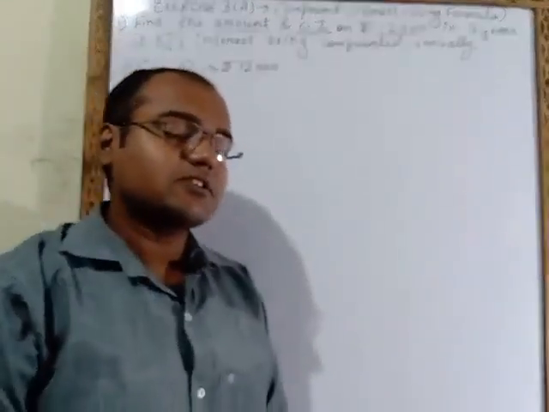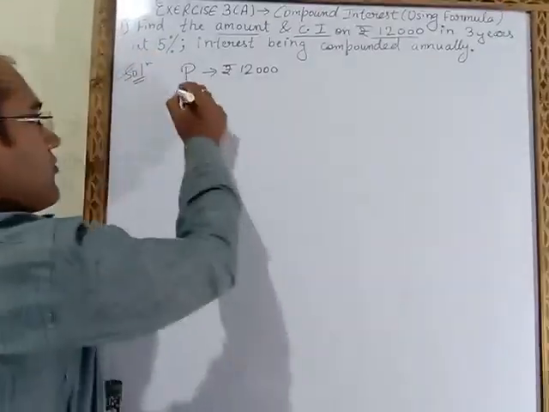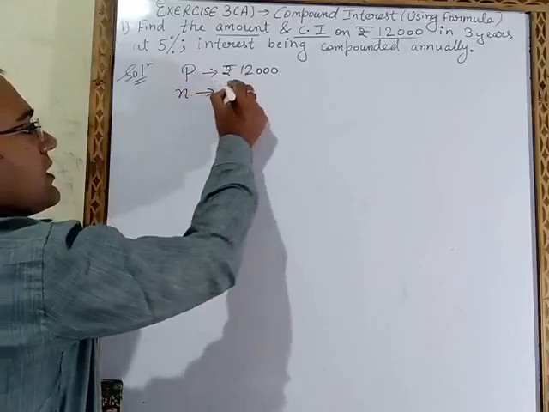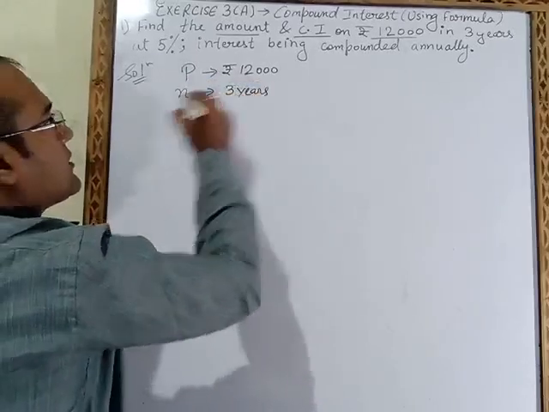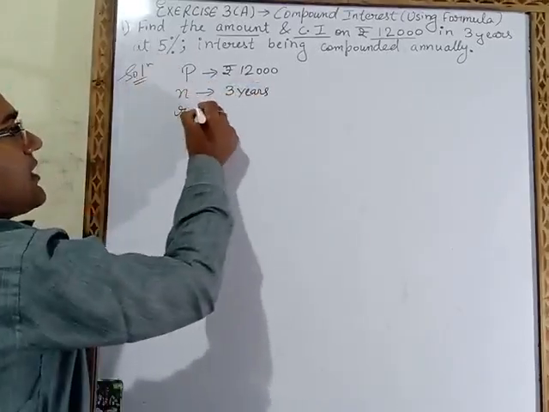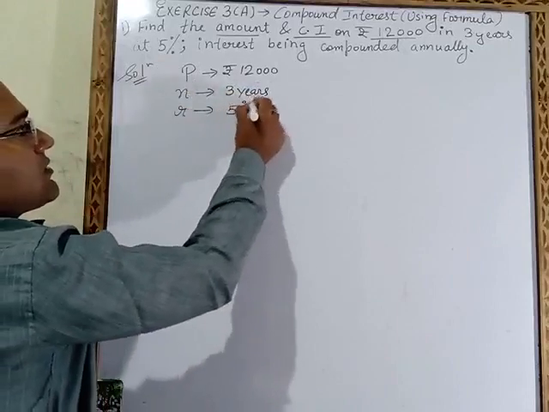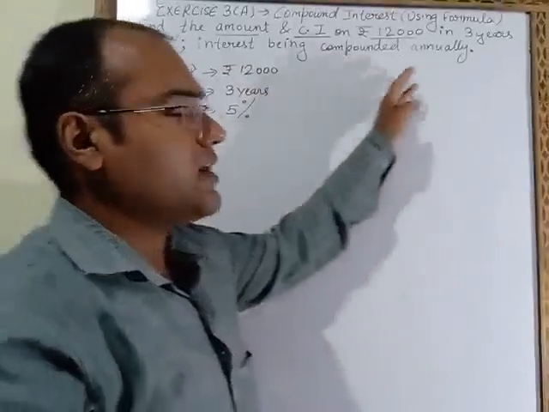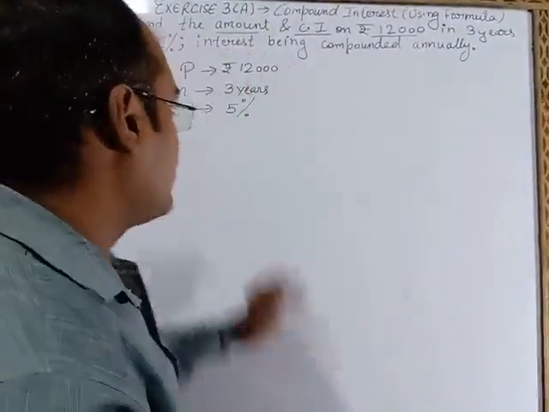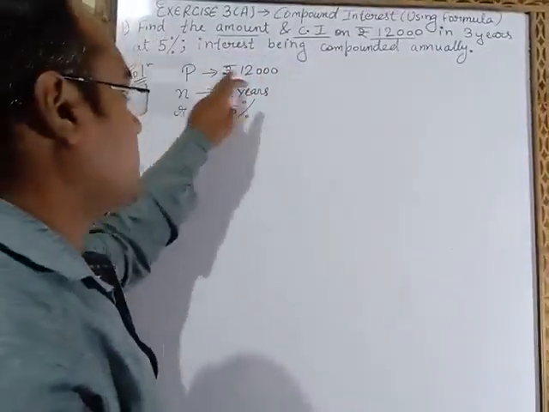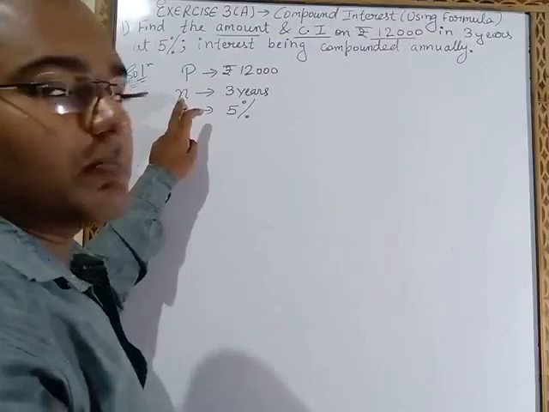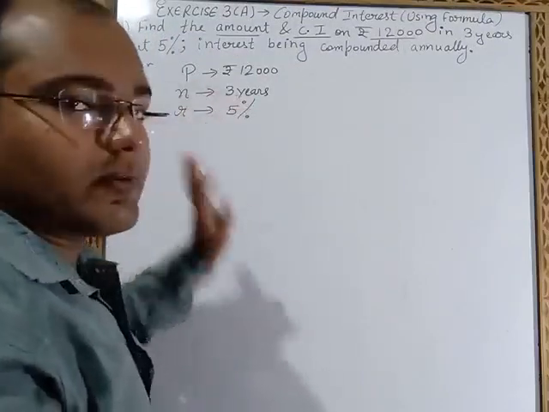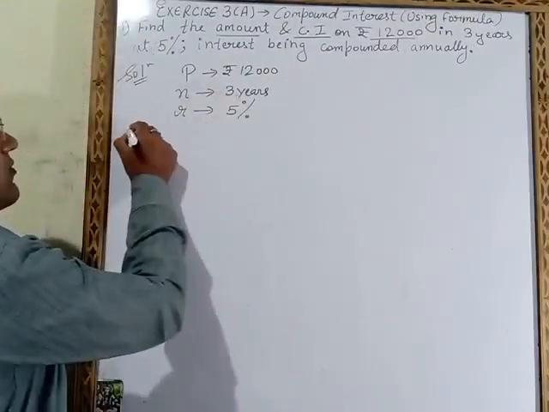Then after that, in 3 years. 3 years means this is the time, so we have to write number of years n. How many are there? 3 years. At 5% rate, R is 5%. Interest being compounded annually. So these things are given: principal, number of years, and rate 5%. In order to calculate amount, we will use the formula.